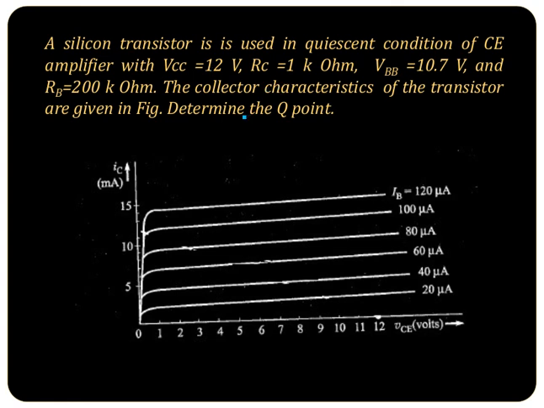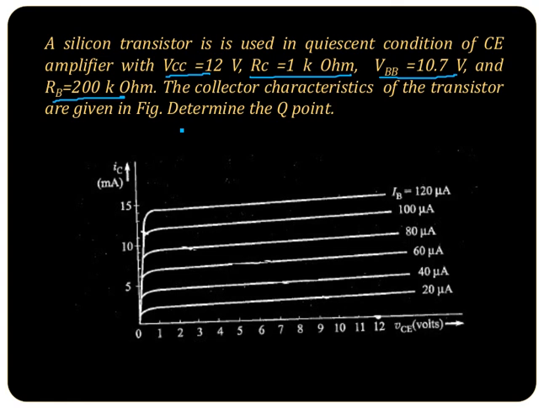Now we can take an example to find this. See, this is a silicon transistor used in the quiescent condition of a common emitter amplifier with VCC equal to 12 volt, RC equal to 1 kilo ohm, VBB equal to 10.7 volt and RB equal to 200 kilo ohm. We have to find the operating point for this silicon transistor, and for that we are given the output characteristics. First we have to plot the DC load line. How will you plot the DC load line?